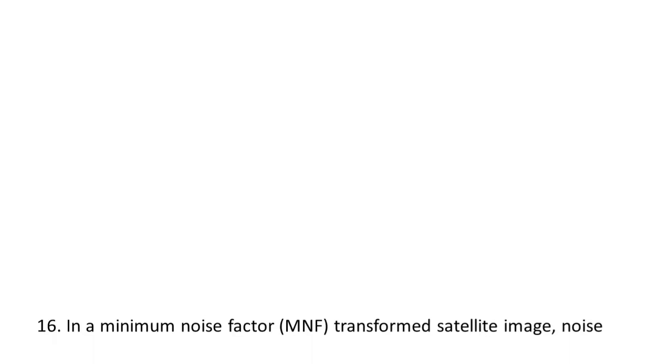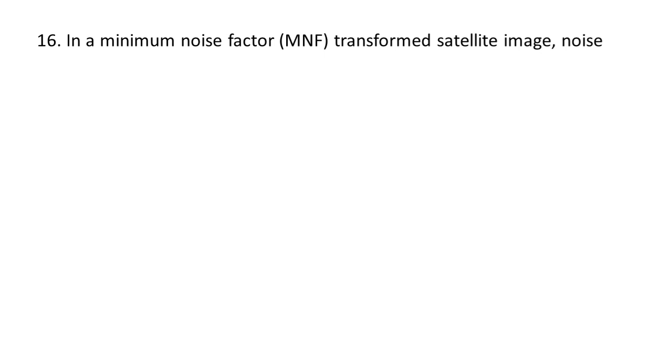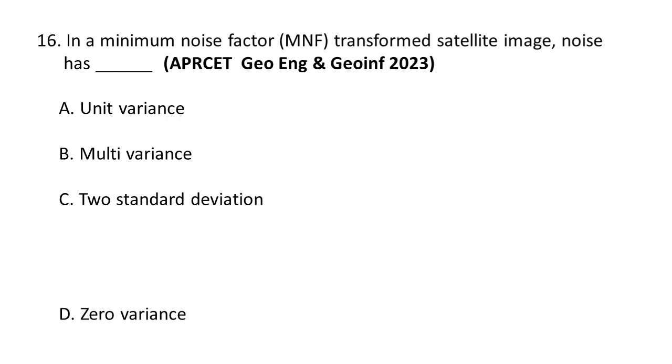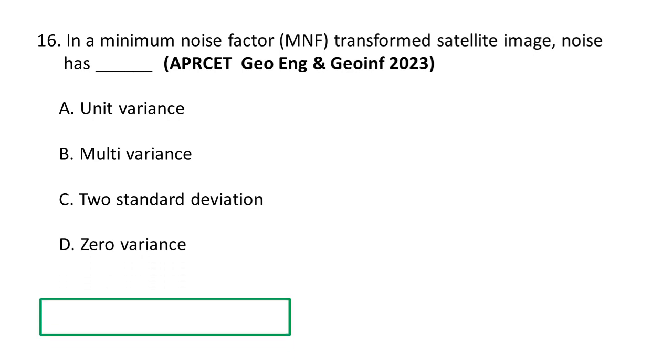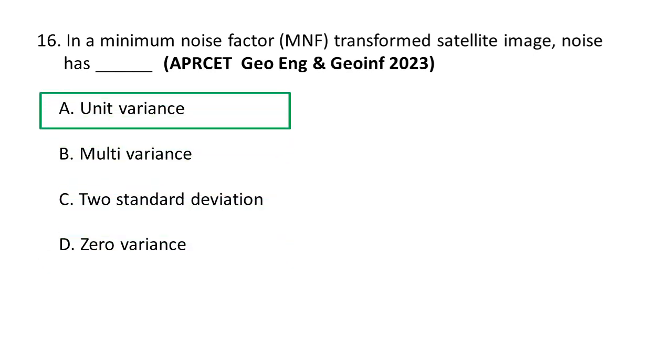Next question. In a minimum noise fraction, that is MNF, transformed satellite image, noise has A. Unit variance, B. Multivariance, C. 2 standard deviation, and D. 0 variance. So the correct option is A. Unit variance. This scales the data so that the variance of each feature becomes 1. Hence the term unit variance. So A is the correct option.